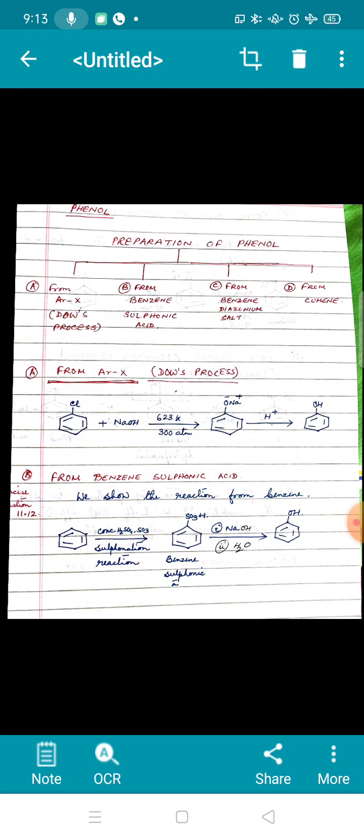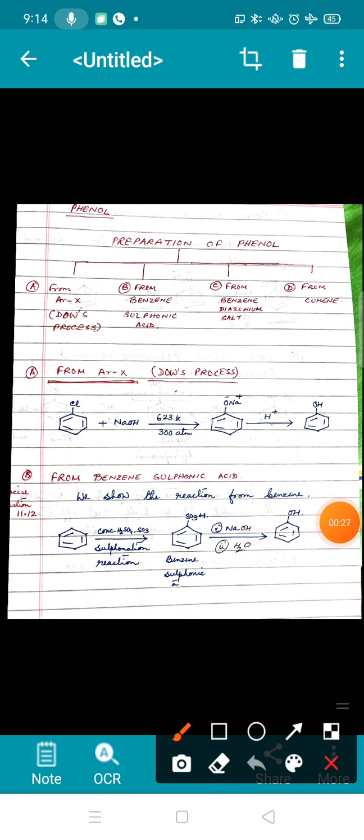Preparation of phenol can be done in 4 ways: from haloarenes, which we have already done before, from benzene sulfonic acid, third one is from benzene diazonium salts, and lastly from cumene, which is the industrial method of preparation. Now method number 1 is already done in the chapter haloarene.